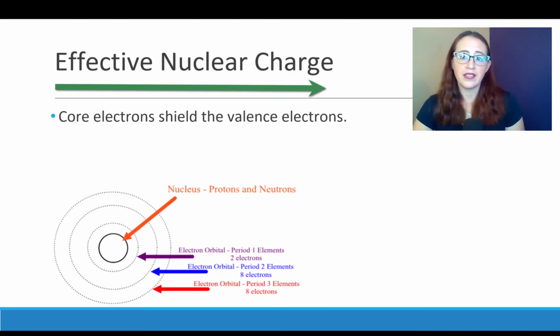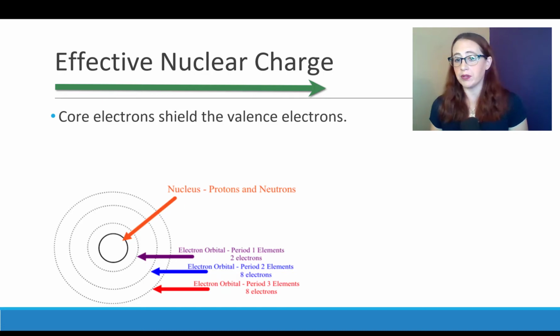The electrons that are between the nucleus and the other electrons shield those outside electrons. So electrons in the first shell will shield electrons in the second. And then the electrons in both the first and the second energy levels would shield those in the third, and so on all the way out.